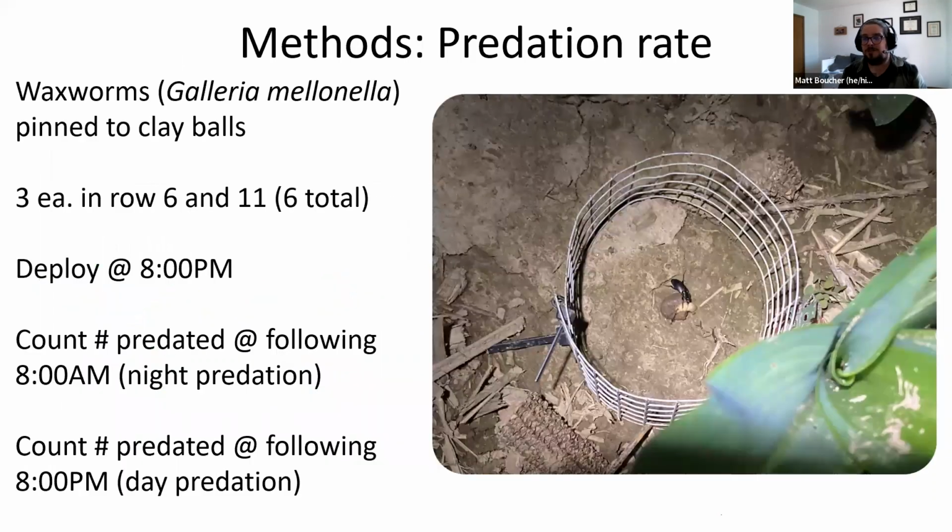Our predation rate is done by these sentinel prey assays. So the foundation of that is you get a little waxworm, you pin it to a clay ball, you bring it outside, you put it in a cage to make sure invertebrates can't get in. A little lid goes on top of this cage to protect from anything coming in, like a bird. And then you check them. And so for this project, we check them twice.